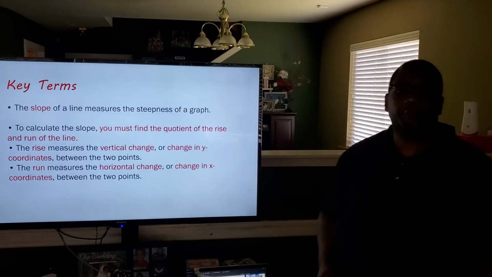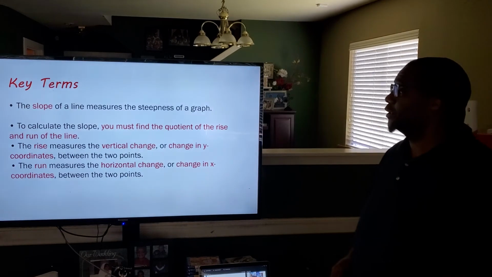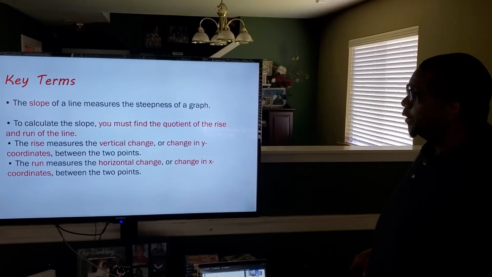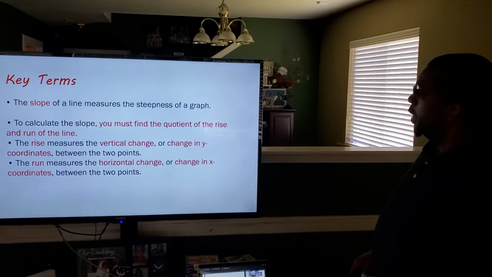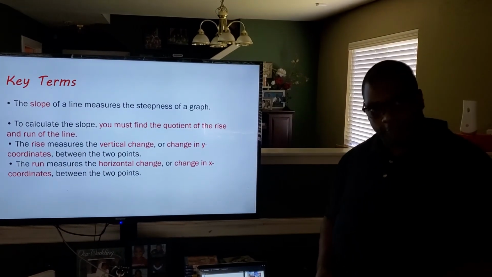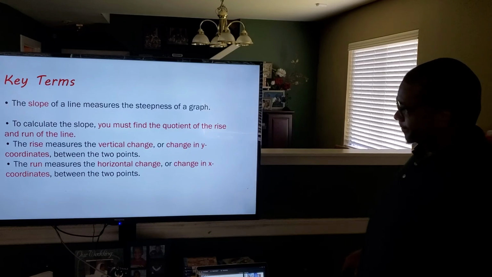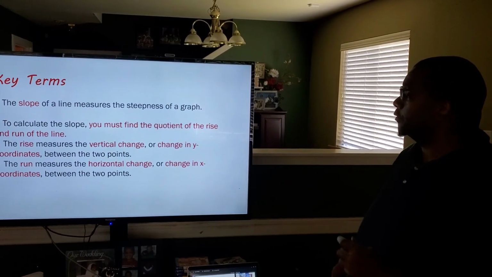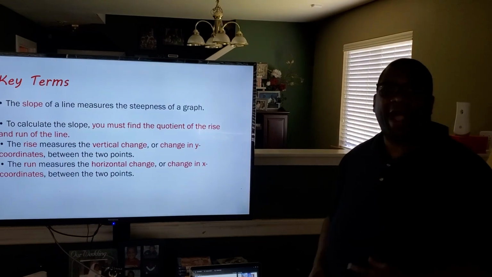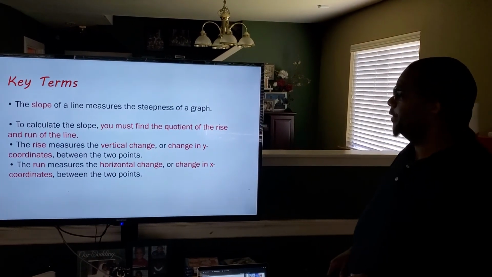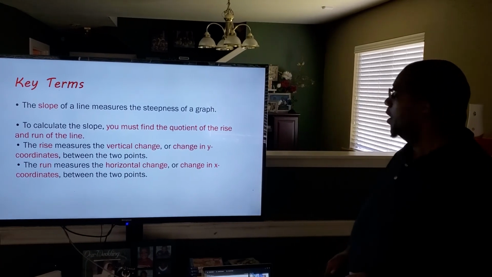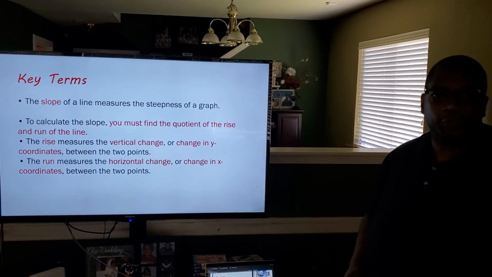Our key terms for today's lesson. The slope of a line measures the steepness of a graph. To calculate the slope, you must first find the quotient of the rise over the run of the line. The rise measures the vertical change, or the change in the y coordinates between 2 points, and the run measures the horizontal change, or the change in the x coordinates between 2 points.